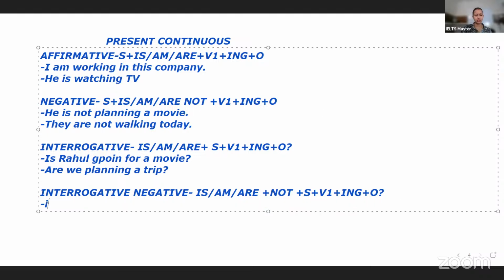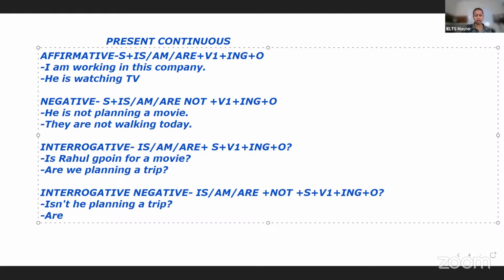You could say, isn't he planning a trip? Or you could say, aren't they working in this company? Is that clear? So this is for interrogative negative.